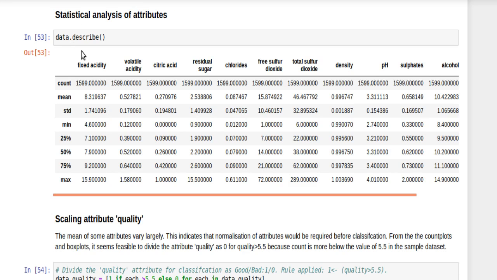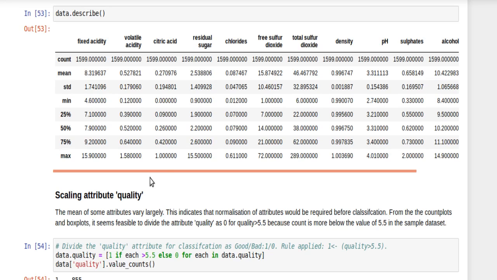Here we have described the data. This is another statistical method to analyze the data. We can see that the means of some attributes vary largely. You can see that the mean for fixed acidity is 8.3, for residual sugar is 2.5, for volatile acidity is 0.52, and for citric acid is 0.27, and here comes total sulfur dioxide, which has a mean of 46.466. So it varies greatly. This indicates that we need normalization for these attributes before classification.